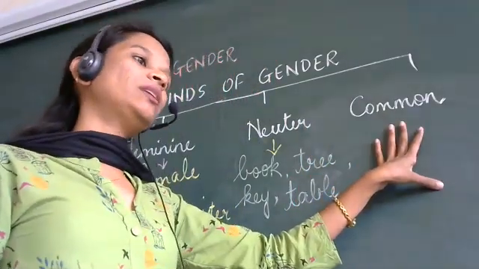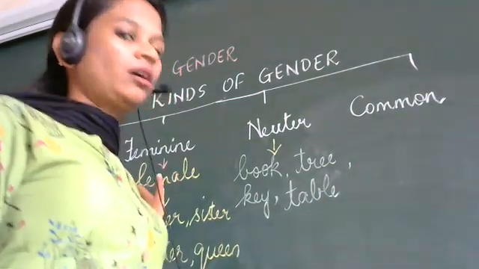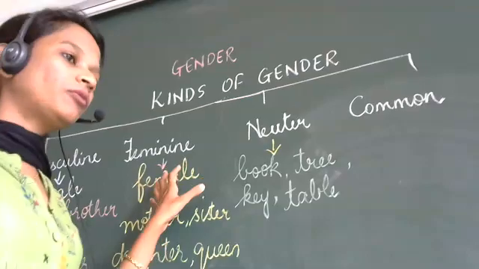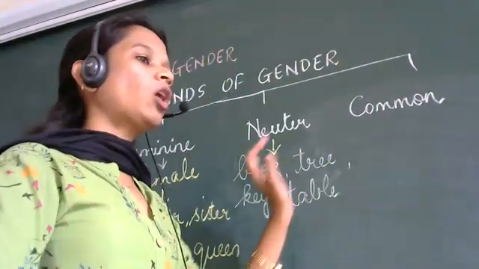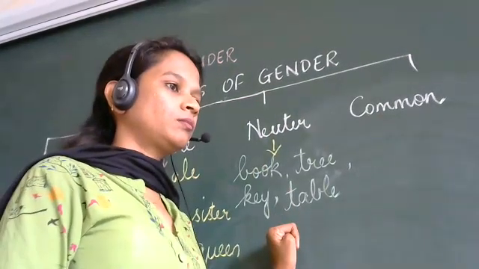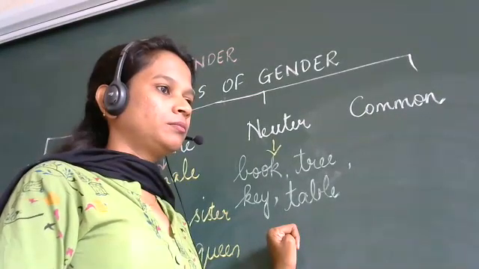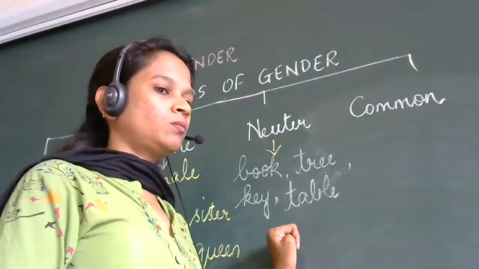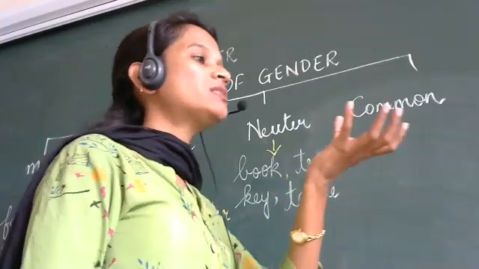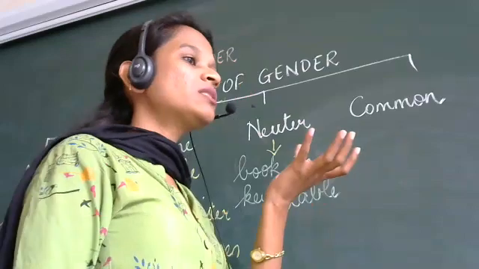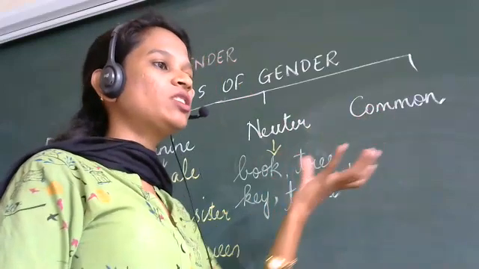The last one is the common gender. What is common gender? We have spoken about the masculine gender, the female, that is the feminine gender, then the neuter gender. What about common gender? Doctor, engineer can be a boy or a girl. How do you know? Listen first.